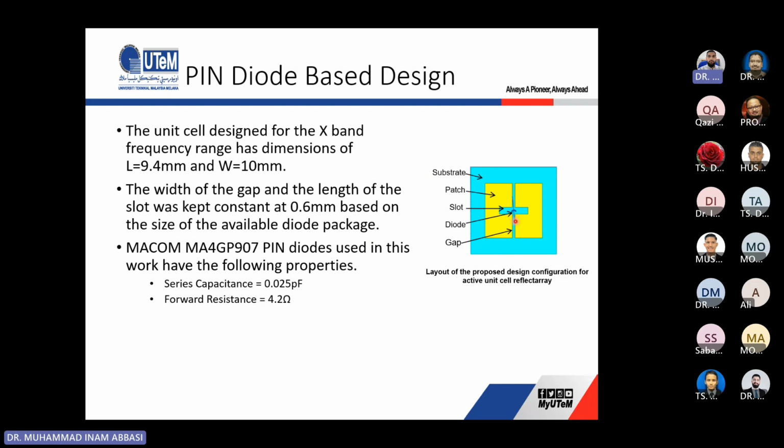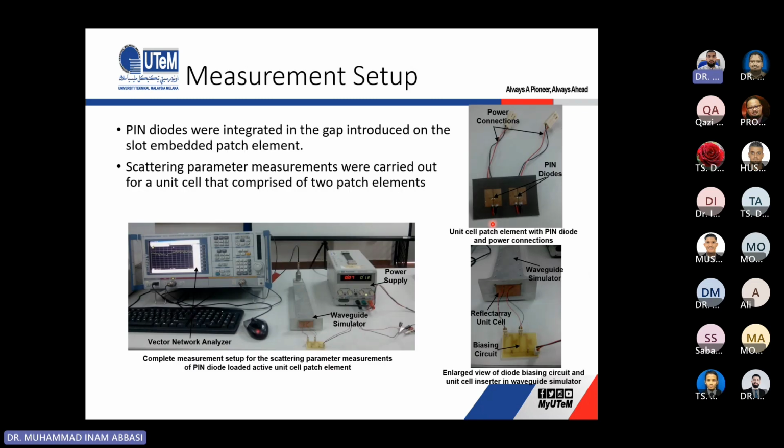Okay, so we have a slot and we have a gap here to have two different potentials for the pin diodes. So we inserted the pin diode here and we switch this pin diode on and off, and we can see that we got the frequency switching.